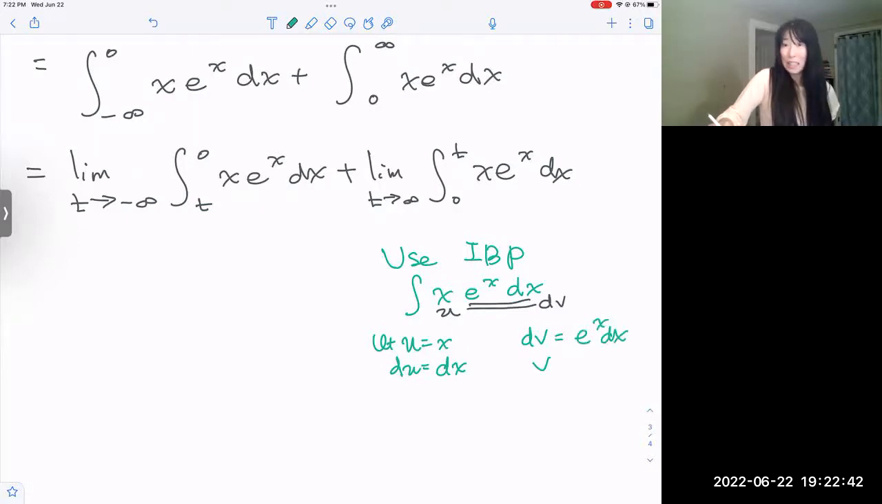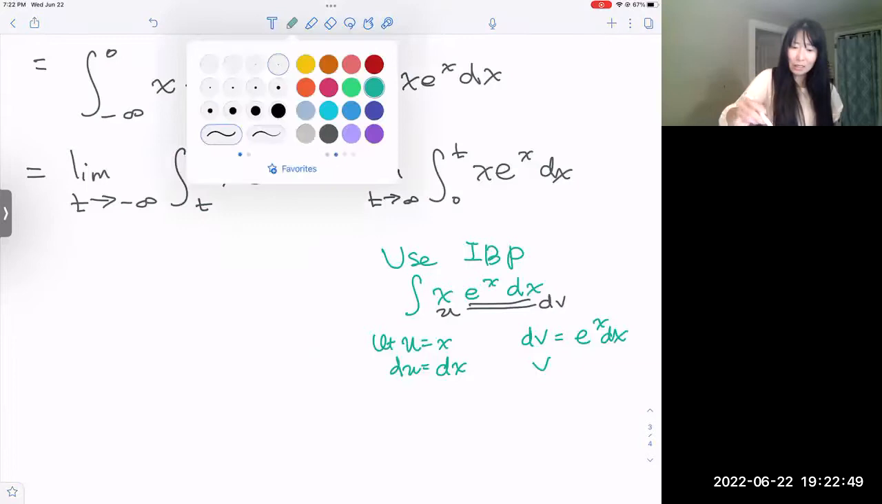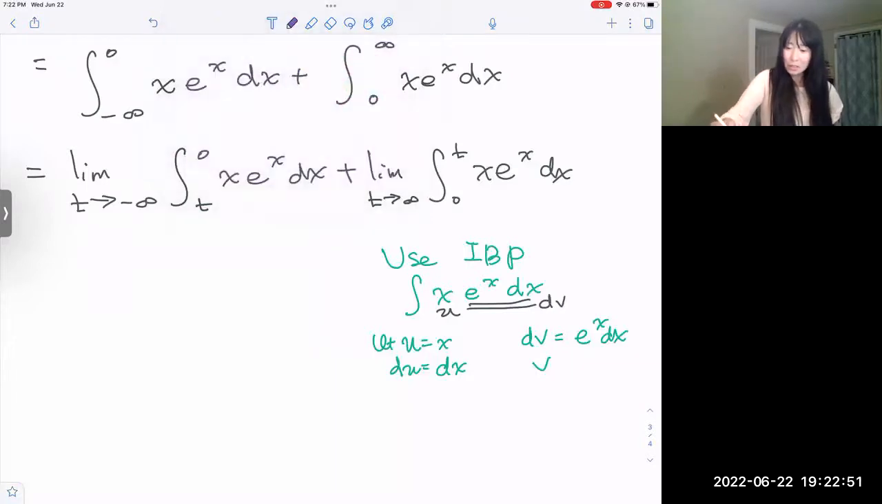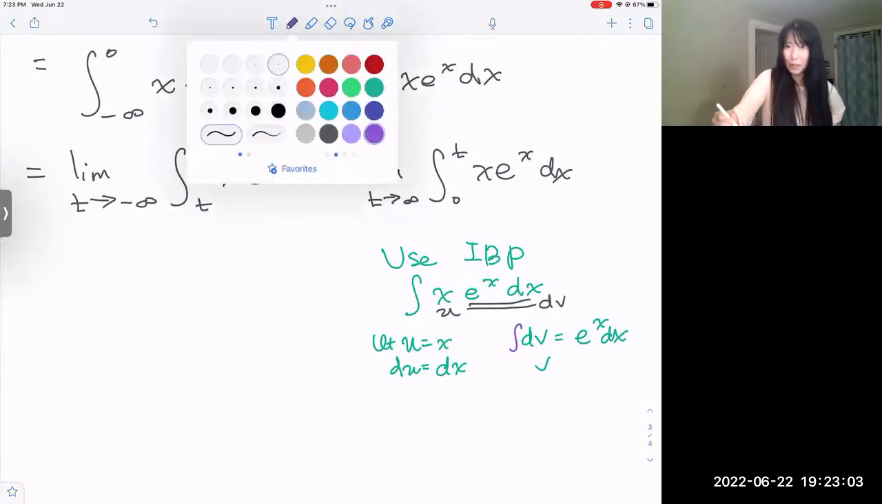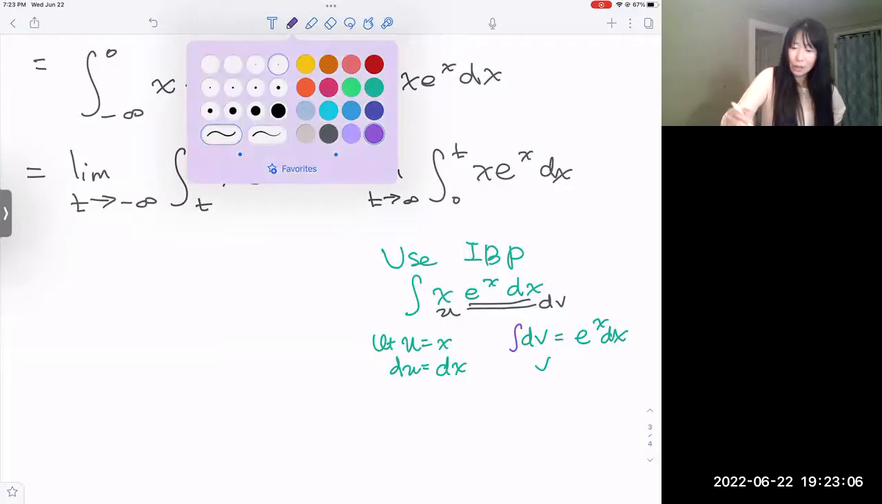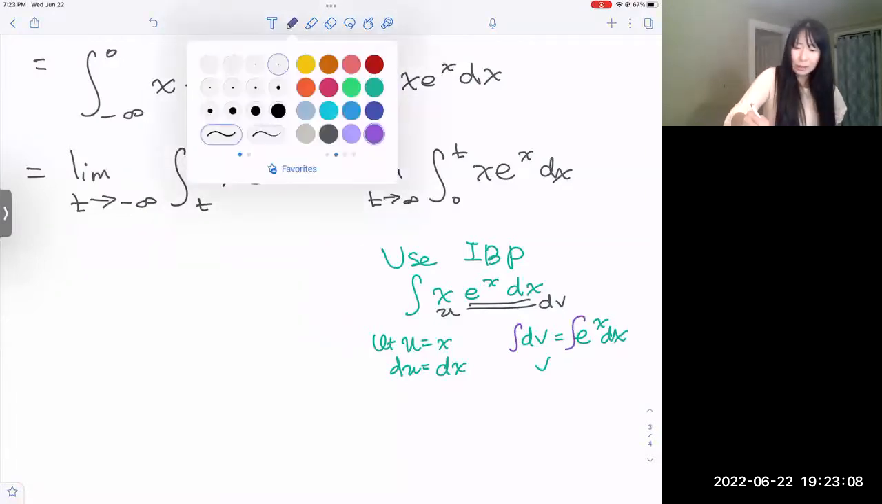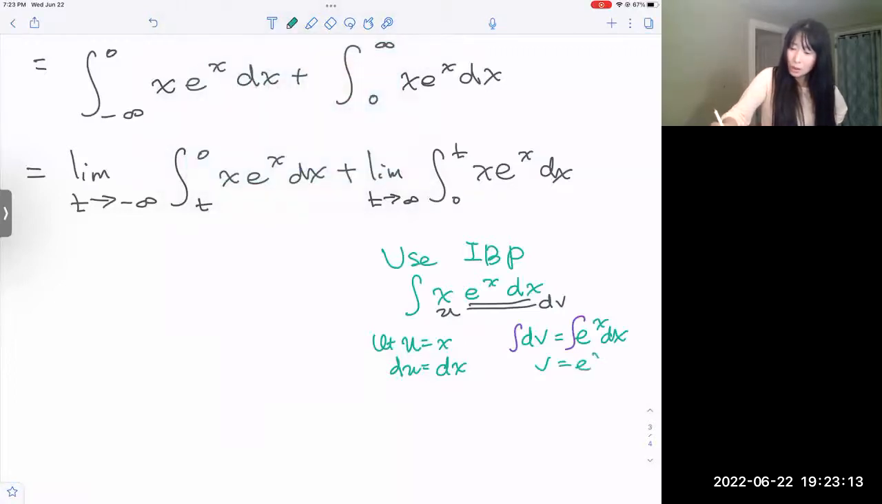How do we find the v from the dv? We did it in the first section. Antiderivative, right? Oh my gosh, I make a lot of mistakes. To get the v, we take the antiderivative, then we do that on the other side too. What do you get? e^x, e^x plus c. Okay, very good.